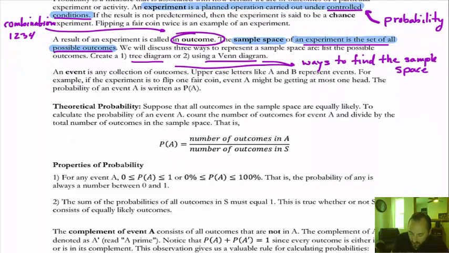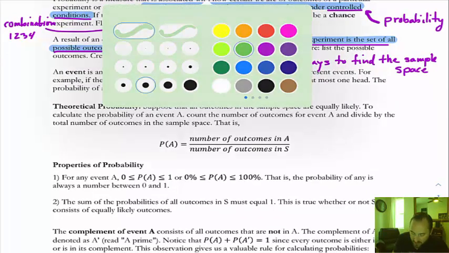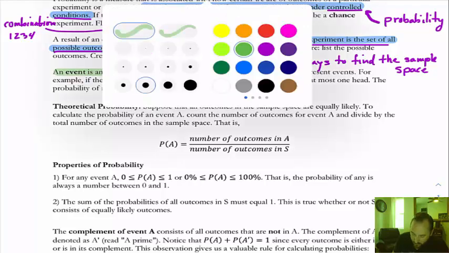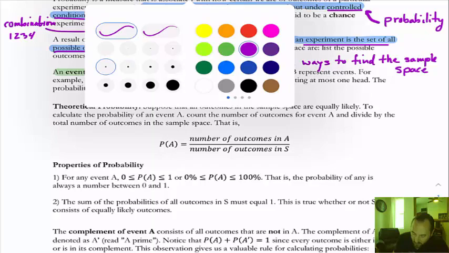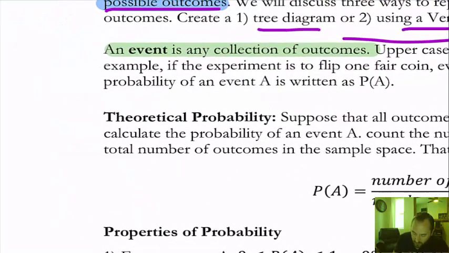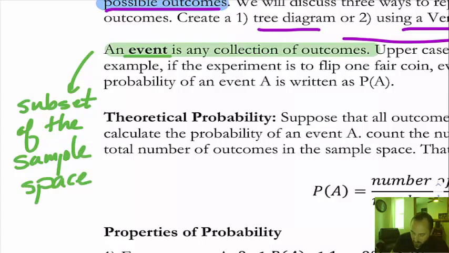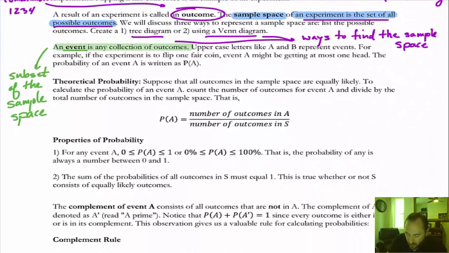Underneath this, we have what's called an event. An event is a subset of the sample space. We're going to use that concept to try to find probabilities. So here is the basic definition that I have down here.